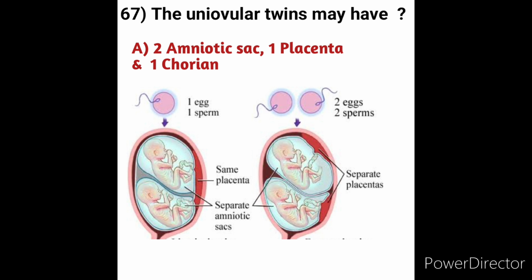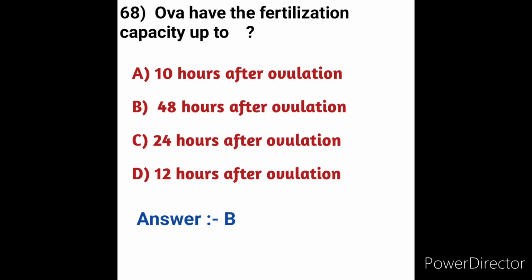Next, move on to question number 68. Ova have the fertilization capacity up to... The ovum has the fertilization capacity up to... We will see the options here.